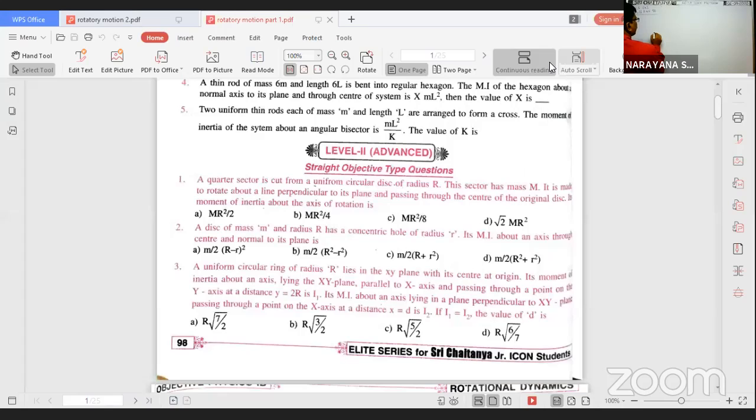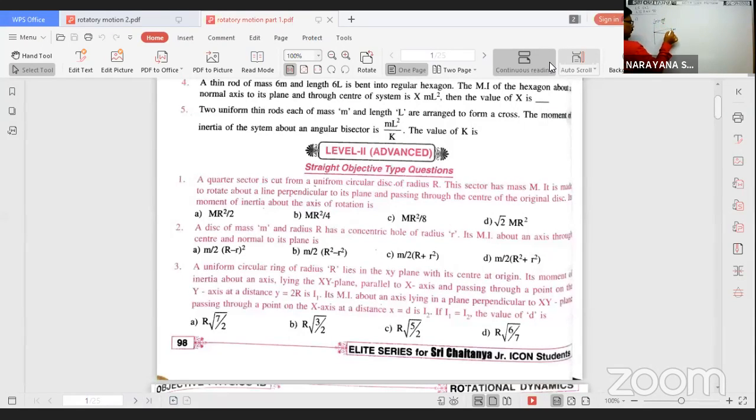Here, this is the sector. Side view of the sector is this one. Mass m and radius capital R, about an axis passing through the center and perpendicular to the sector. What is the moment of inertia? They asked I. Okay. So here, if the mass of the sector is given as m and radius is r, moment of inertia is equal to mr square by 2 only.